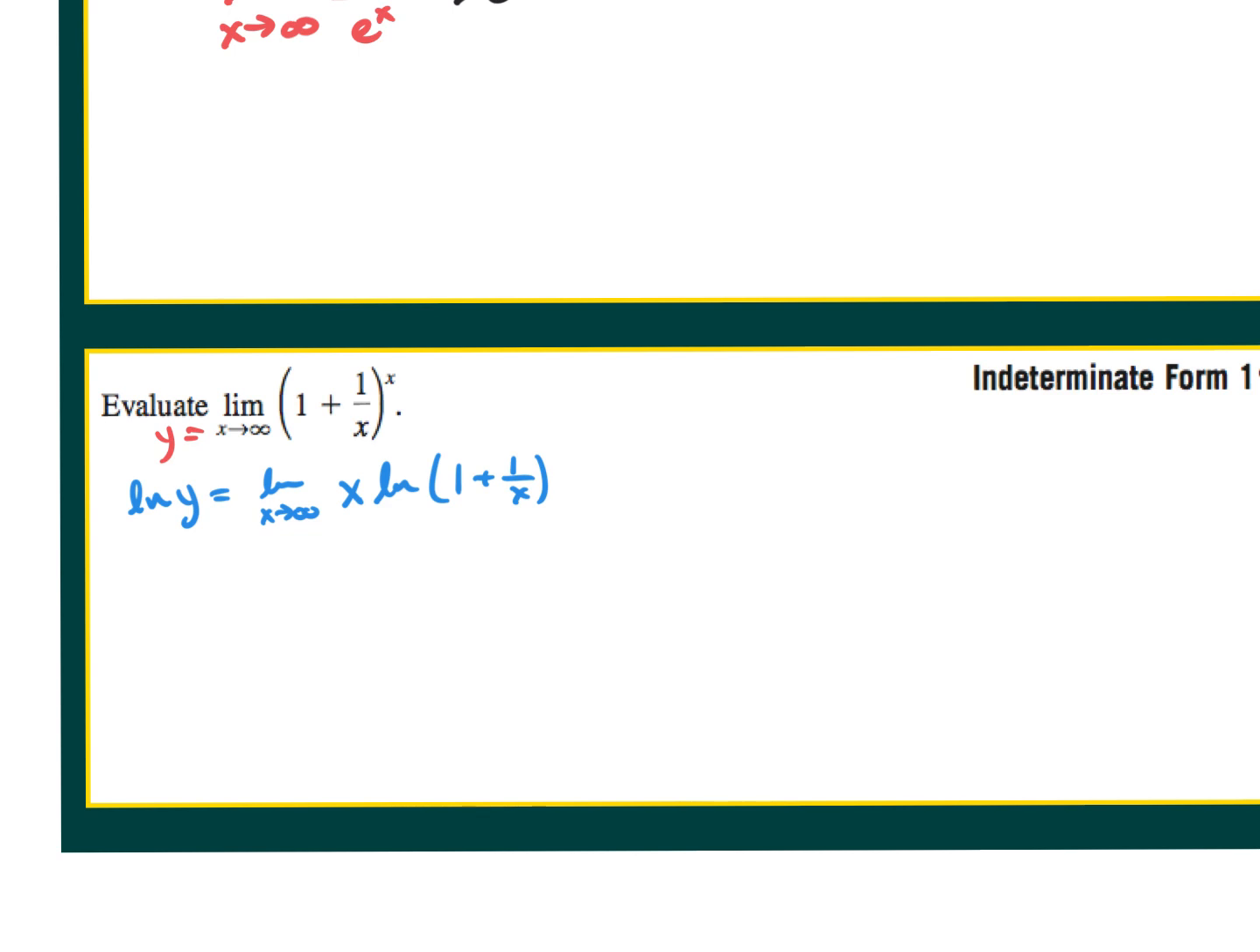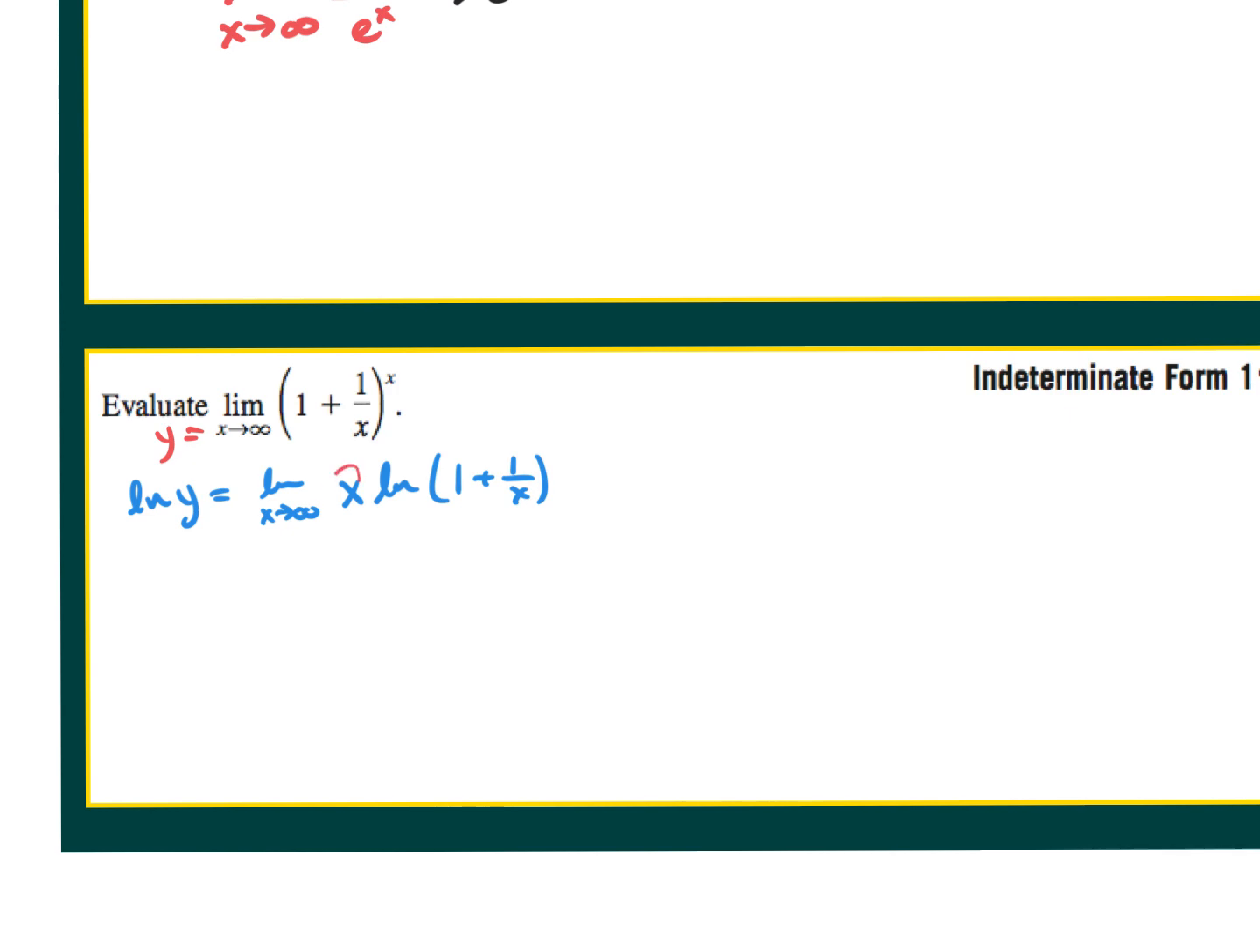Well, if I substitute in infinity now, I have the natural log of 1, and the natural log of 1 is 0, but then we have infinity times 0, and that's also an indeterminate form. So guess what we do? We're going to L'Hopital. But we can't L'Hopital yet because do we have a fraction anywhere? No. So we need to change this up a little bit.